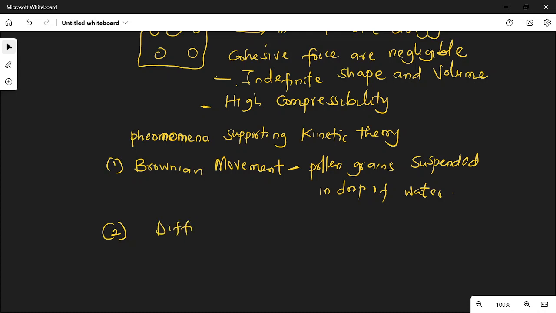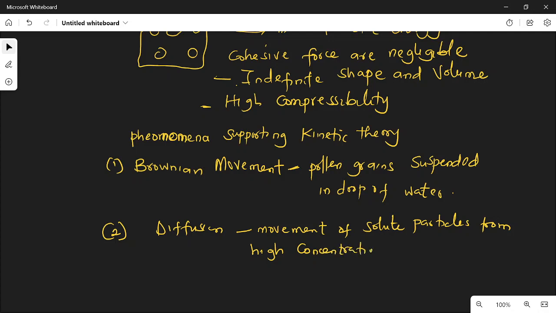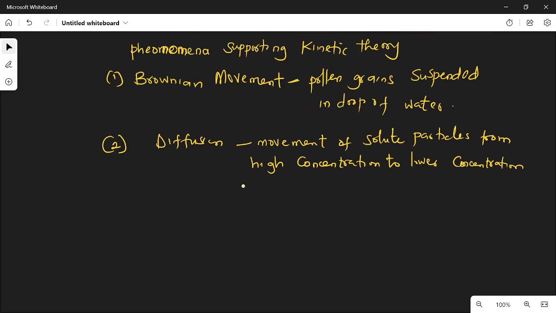We have another one, called diffusion. That is the movement of particles through a medium from a region of higher concentration to a region of lower concentration until they are evenly distributed.